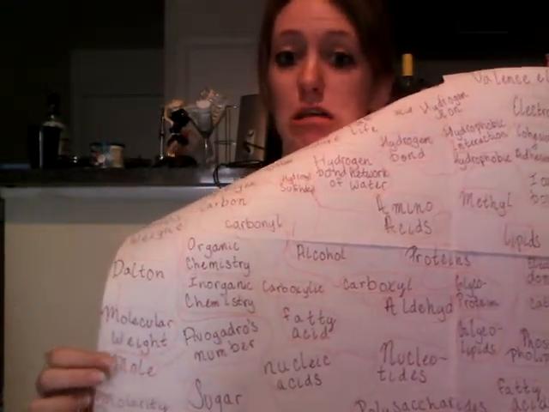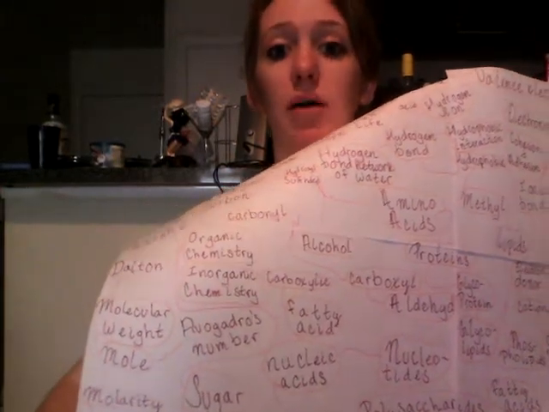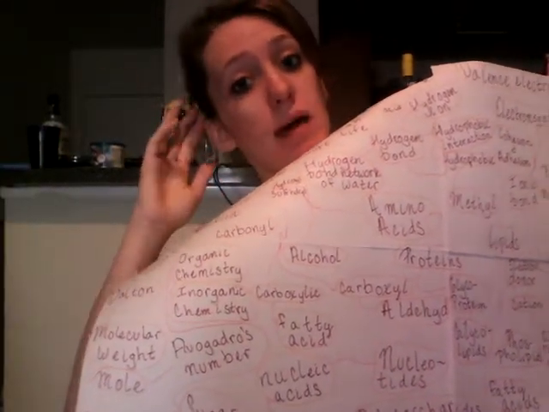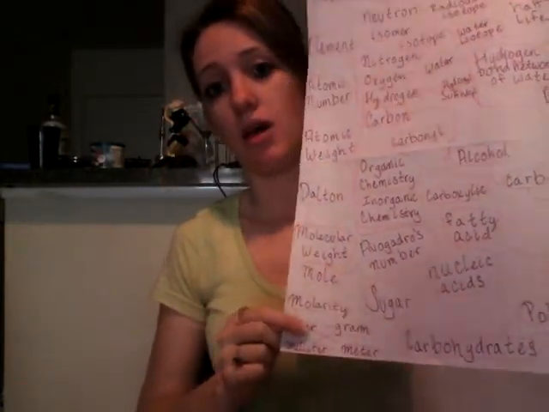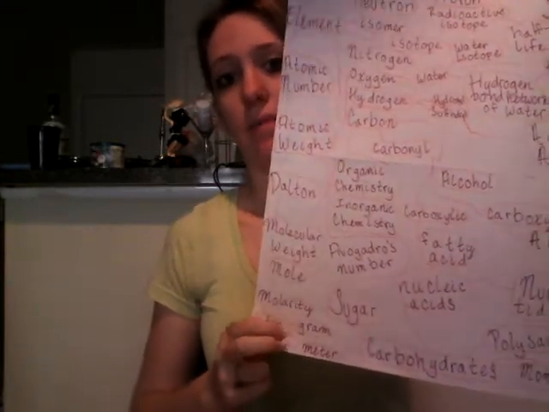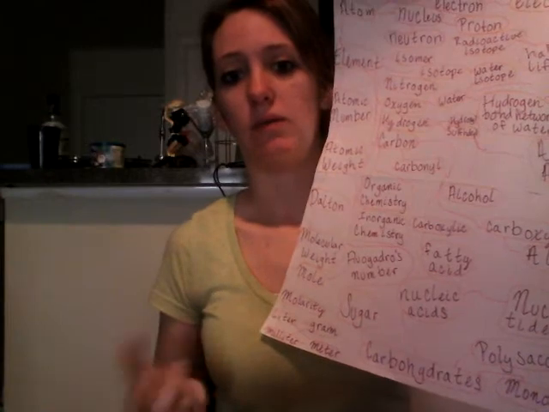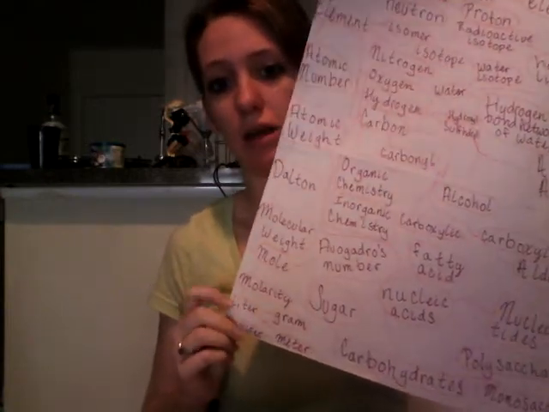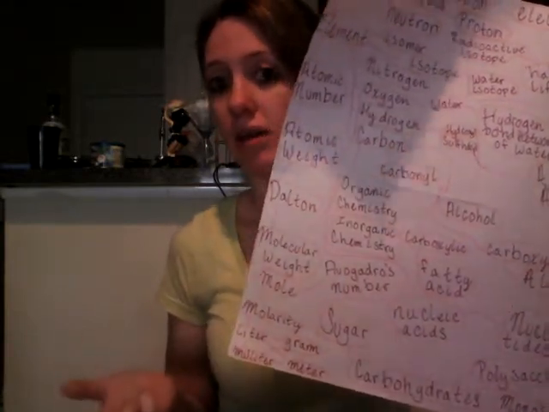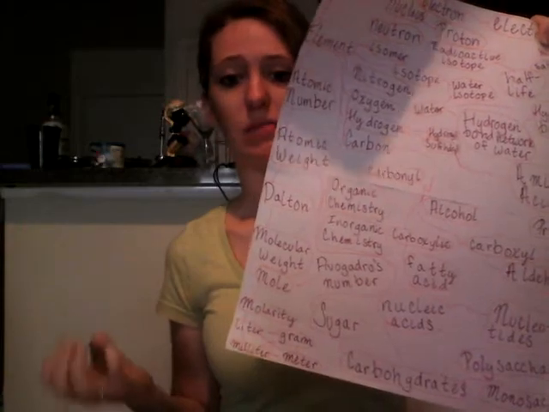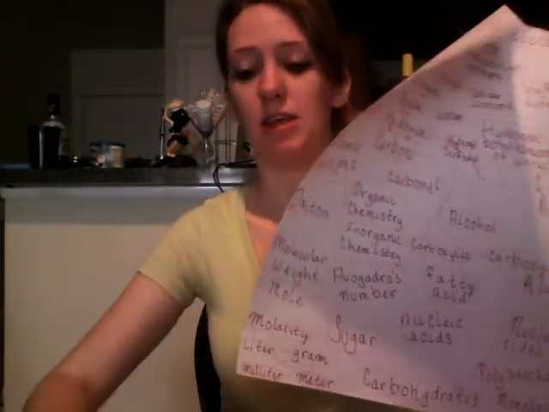Moles are just, again, another way to measure how many molecules are in the sample. And then molarity is the number of moles per liter. You find that by dividing moles by the number of liters you have. And then liter, gram, milliliter, and meter are all different ways to measure things. Liter and milliliter are volume, gram is weight, and meter is length. Okay, and then back to elements.